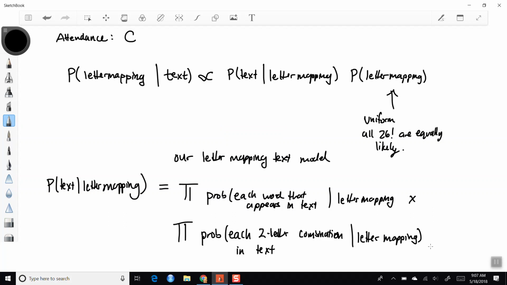Yes, question? Oh, yeah, there's supposed to be a closed parenthesis. Yes, of course.